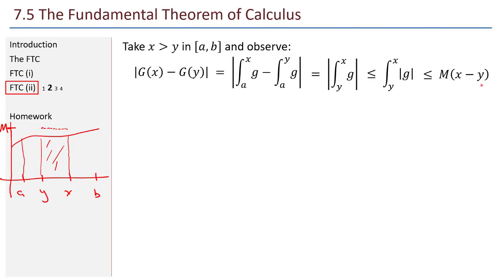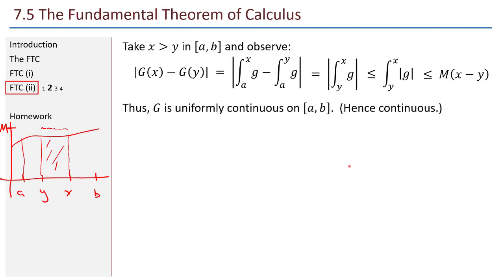So how does this help us? Does this tell us anything about the continuity of big G? Well, yes. In fact, this shows us that big G is uniformly continuous on the interval from a to b. Now, uniformly continuous is actually stronger than what I really needed. All I really wanted to show was continuous.